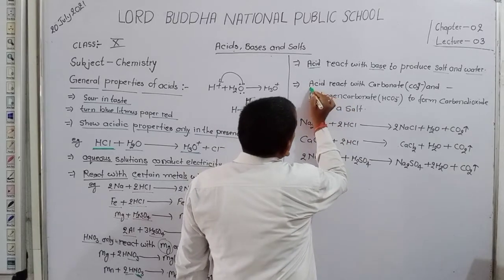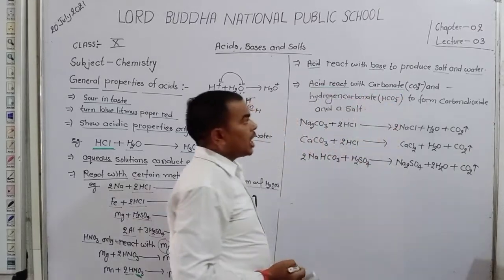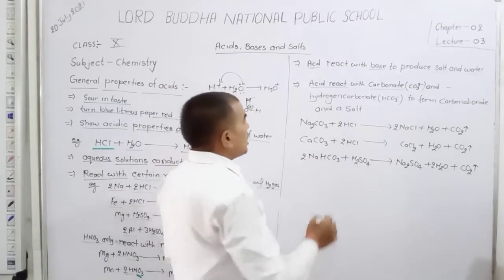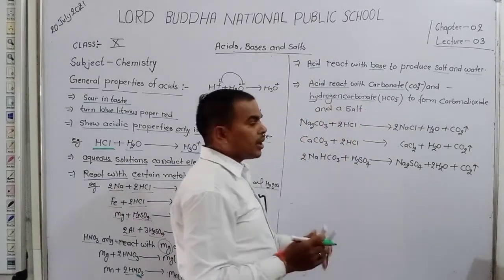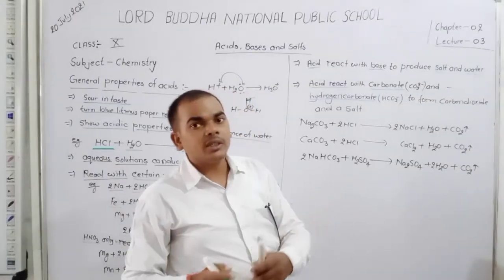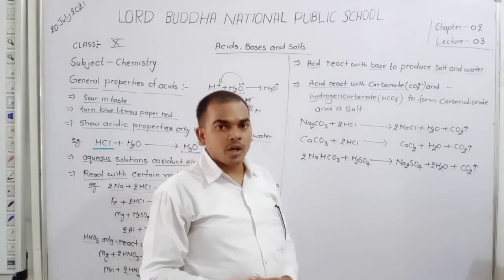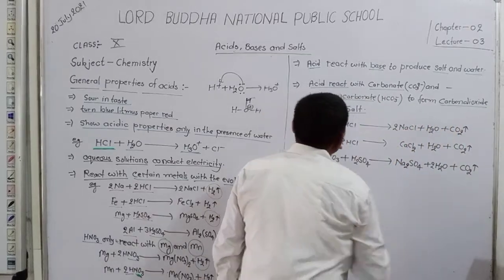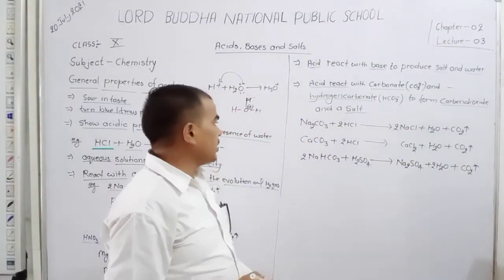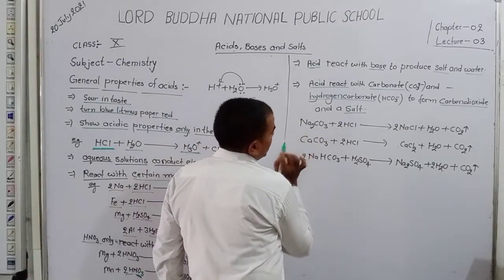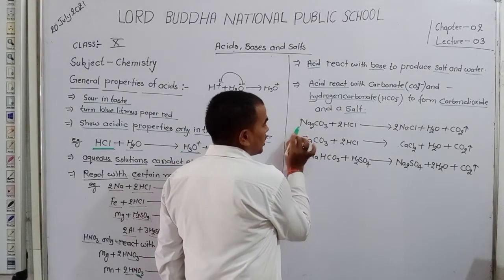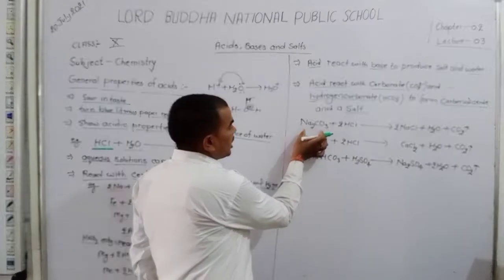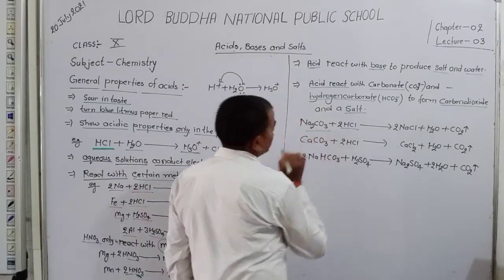Next point. Acid reacts with carbonate. Carbonate means CO3 double minus is known as carbonate ion, and HCO3 single minus is hydrogen carbonate ion, to form carbon dioxide and salt. For example, dear student, here Na2CO3. CO3 is known as carbonate, here sodium, so it is called sodium carbonate. Here sodium carbonate reacts with hydrochloric acid.